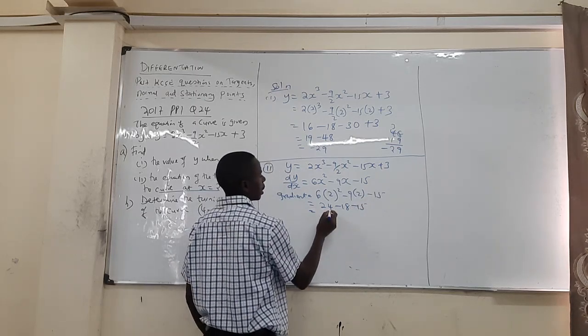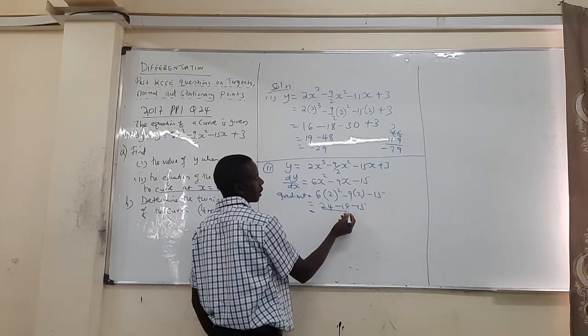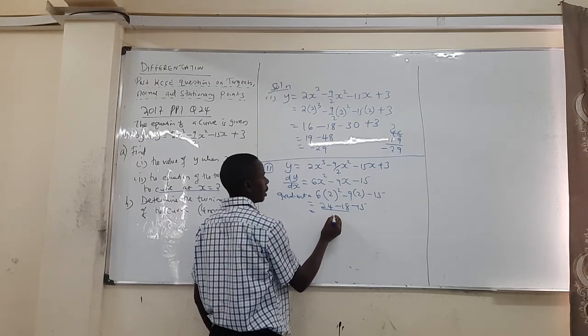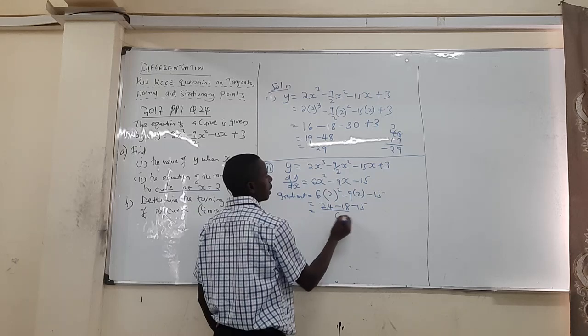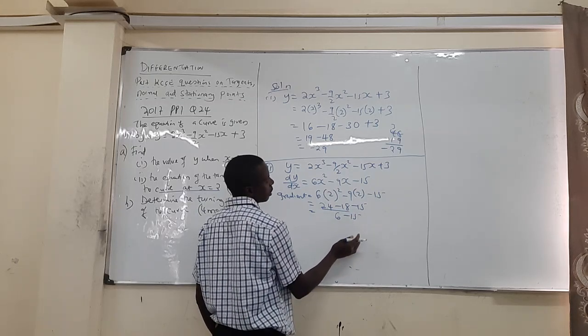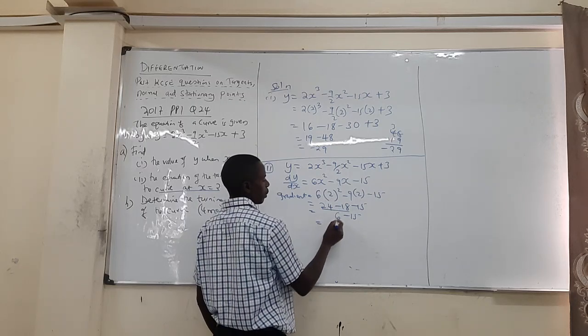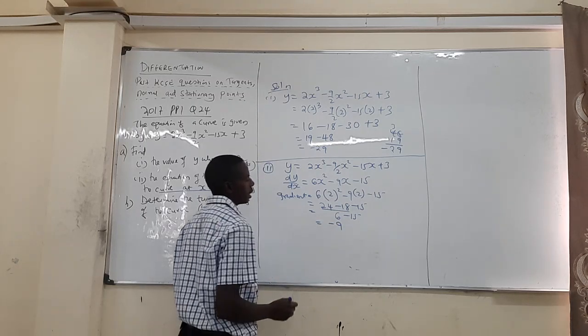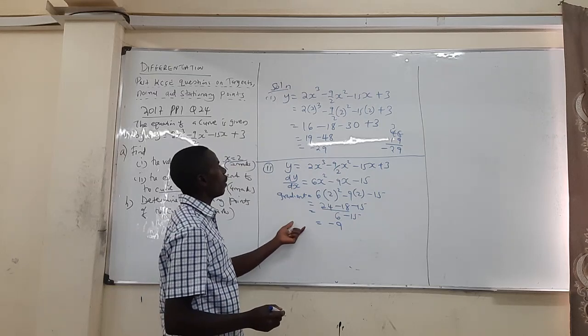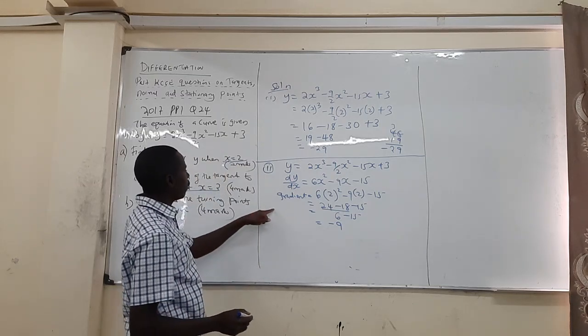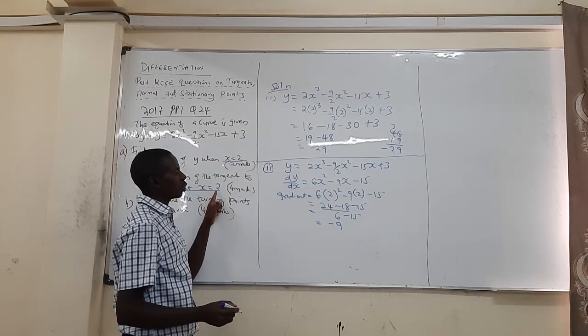And of course, this gives us 24 minus 18, that one is positive 6, then minus 15. So you get 15 minus 6, which is 9. But of course, that is minus 9. So that is our gradient of the curve at the point x equals 2.